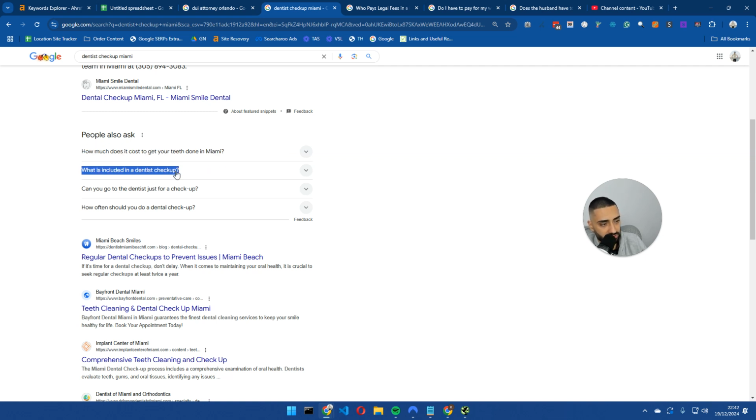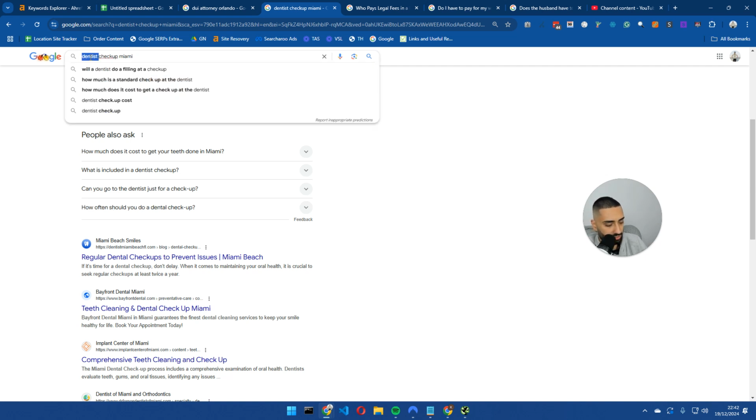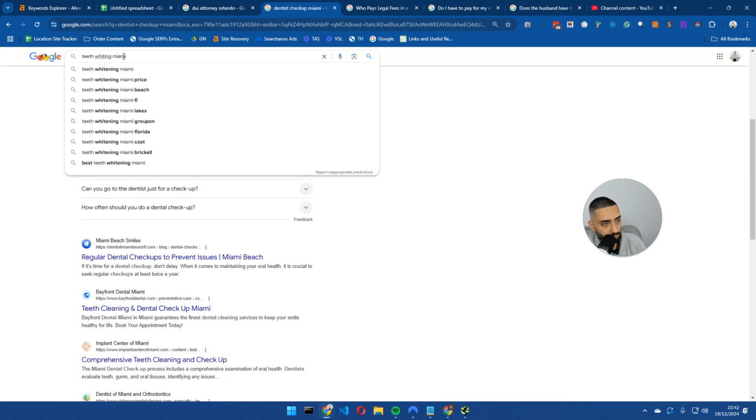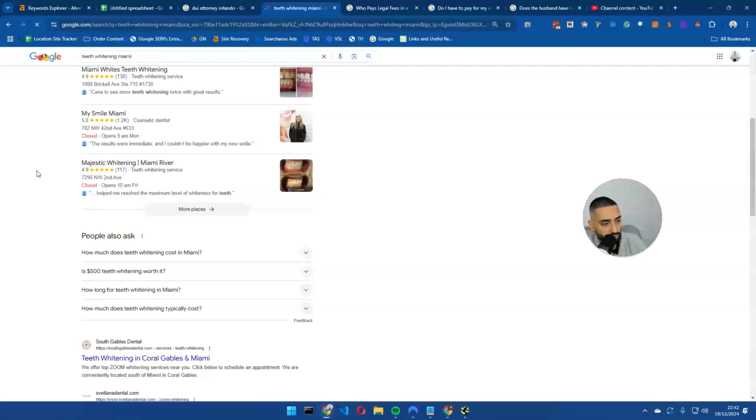What is included in a dentist checkup? Can you go to the dentist for a checkup? How often should you get a dental checkup? But the reason why I'm searching this is if we were to do teeth whitening Miami, it's always going to be, or the majority of the time, it's going to be to do with cost. So how much does it cost? How much does teeth whitening cost in Miami?